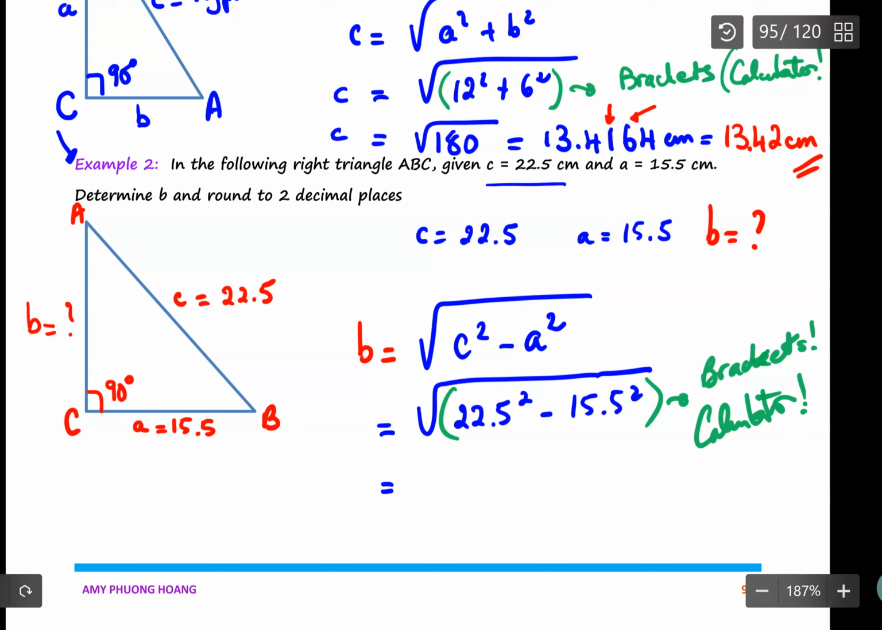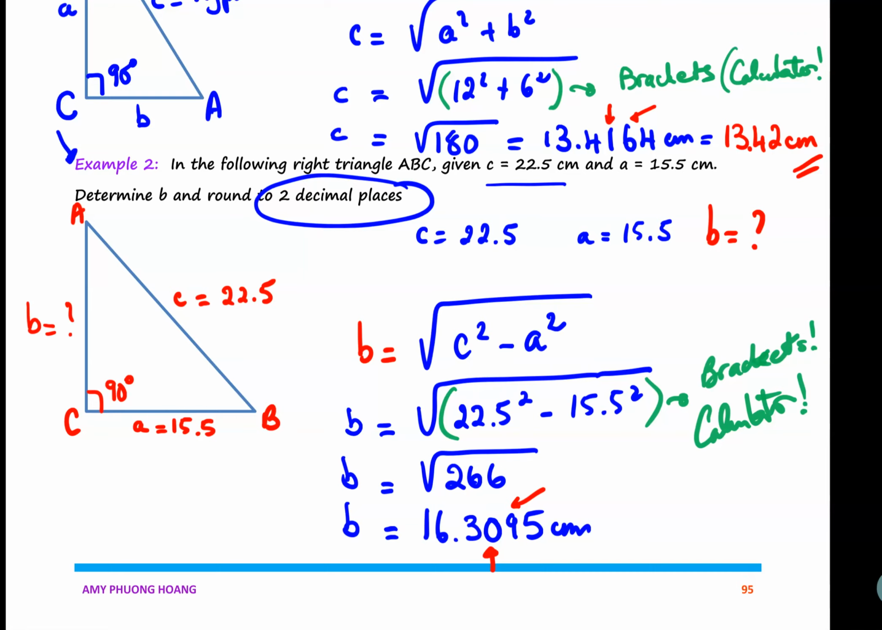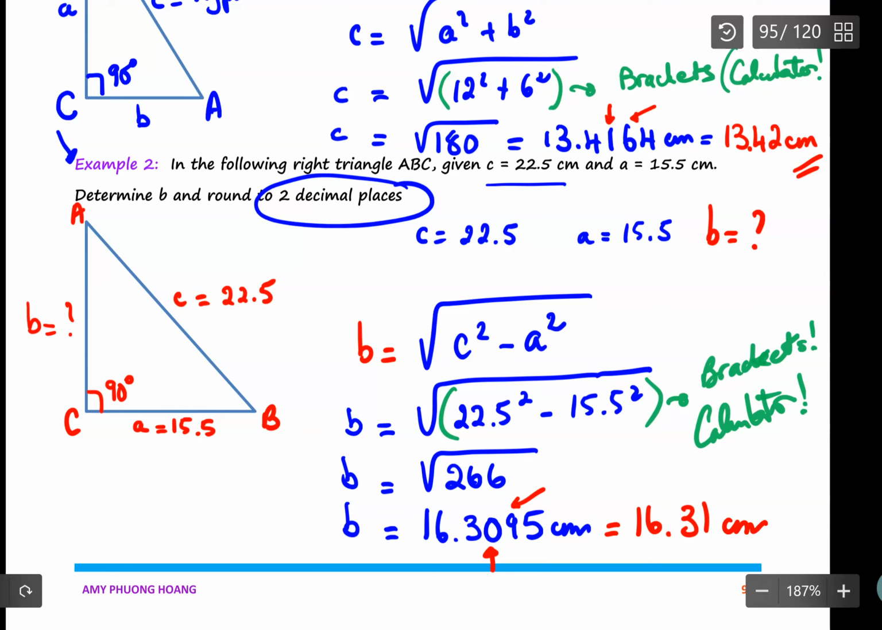If I do it step by step, I should have this equal to the square root of 266. The square root of 266 will give me 16.3095 centimeters. But I need to round this to 2 decimal places. So I need to round this number 0, and I have to look at that number 9. 9 is greater than 5, therefore I have to increase 0 by 1. So I should have 16.31 centimeters as my final answer.